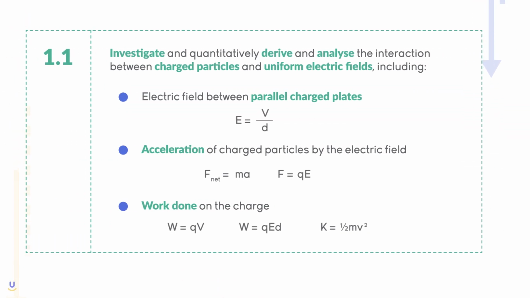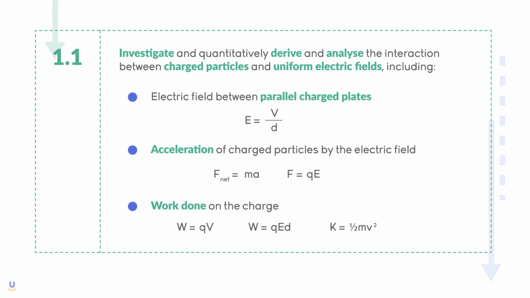1.1 asks students to investigate and quantitatively derive and analyze the interaction between charged particles and uniform electric fields, including electric field between parallel charged plates, E = V/d, acceleration of charged particles by the electric field, F_net = ma, F = qE, and work done on the charge, W = qV, W = qEd, and K = 1/2 mv².